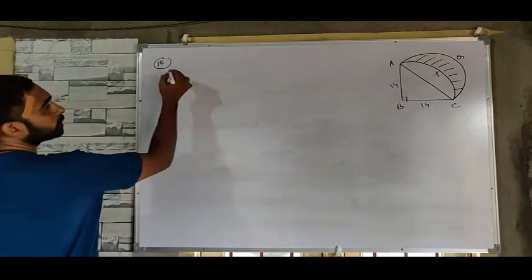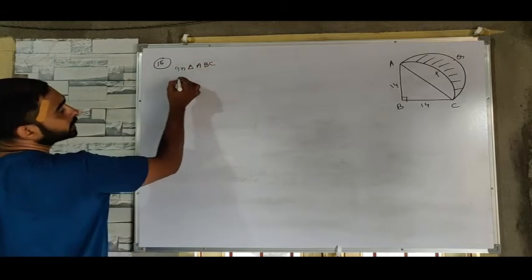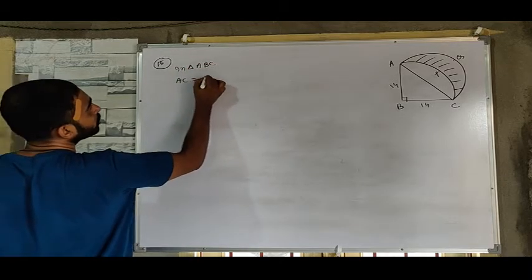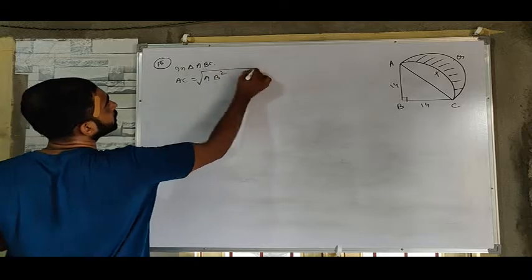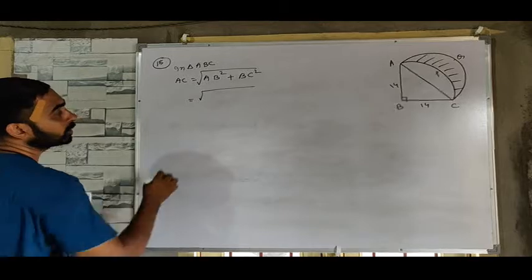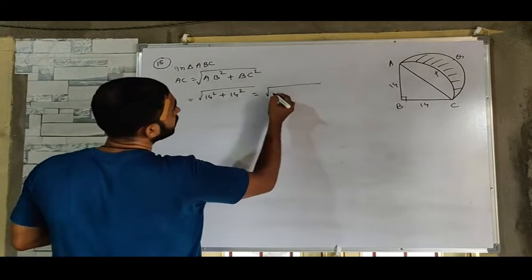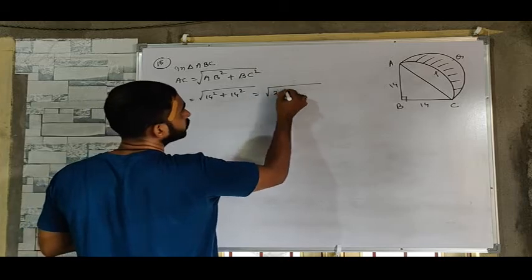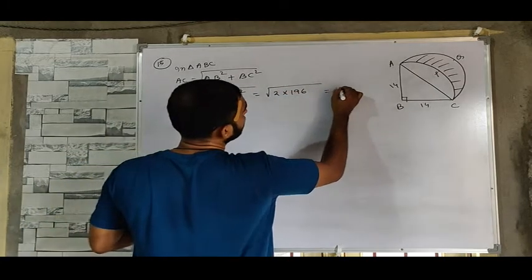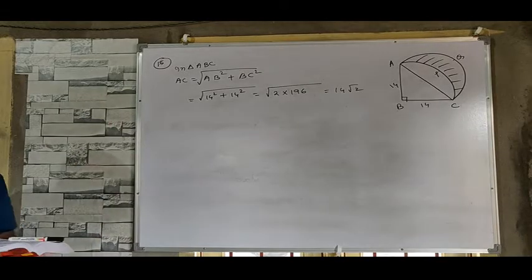So first of all, in triangle ABC, AC equal to under root AB square plus BC square. Now AB square equal 14 square equal 196, so 2 into 196, that is 14 root 2. 14 root 2 is the value.